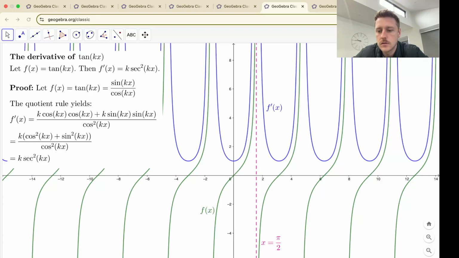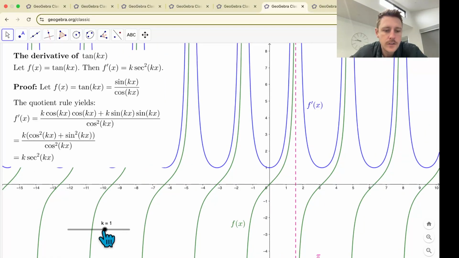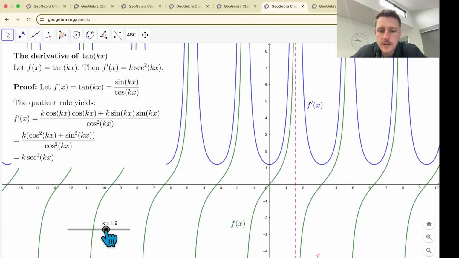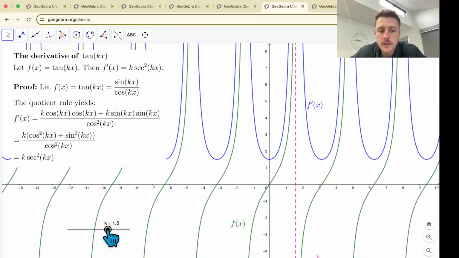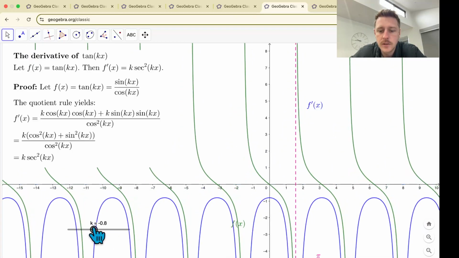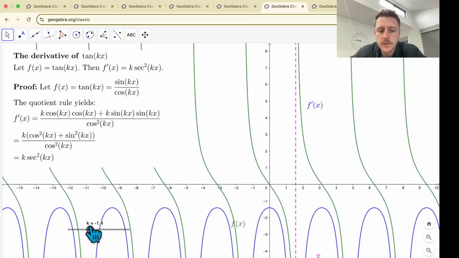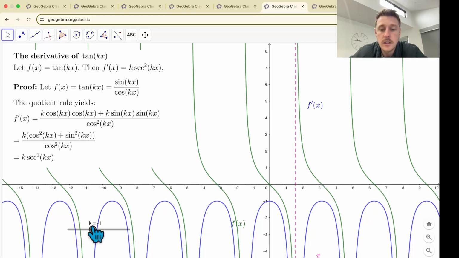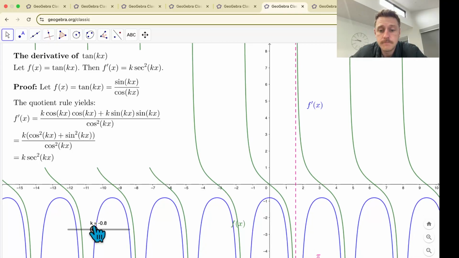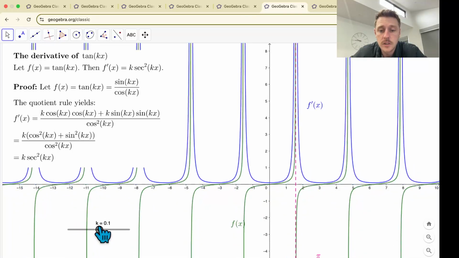Yeah, so this k value, if we change it, it's a dilation. So if it's at 2, it's a dilation of 1/2 from the y-axis. Okay, if it's negative, it's going to flip everything. So it's a reflection in the y-axis. Looks like it's a reflection in the x-axis, doesn't it?